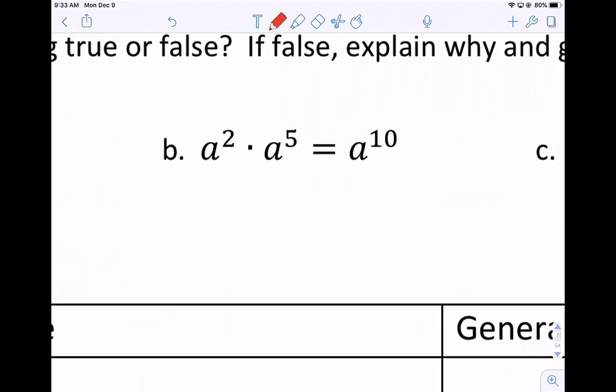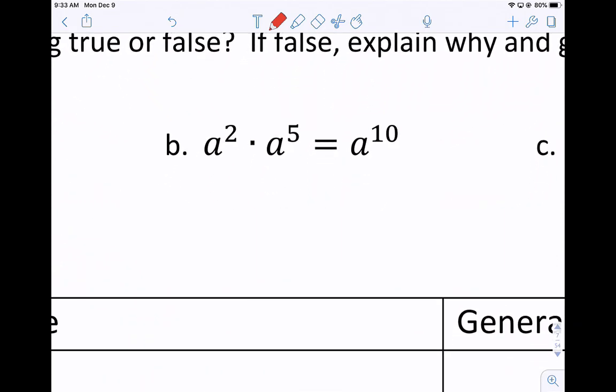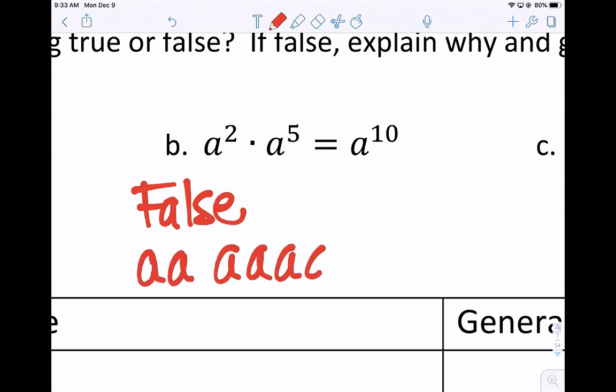The second one, we have a squared times a to the 5th. Does that equal a to the 10th? And that's false. If you have 2 a's and if you have 5 a's, we can see that that should be a to the 7th power.